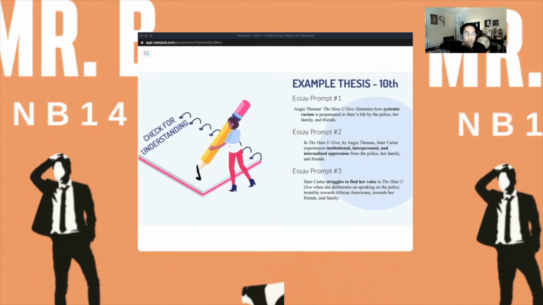All right, so here are some example thesis statements. For prompt number 1, Angie Thomas's "The Hate U Give" illustrates how systemic racism is perpetuated in Starr's life by the police, her family, and friends. Number 2, in "The Hate U Give" by Angie Thomas, Starr Carter experiences institutional, interpersonal, and internalized oppression from the police, her family, and friends. And number 3, Starr Carter struggles to find her voice in "The Hate U Give" when she deliberates on speaking on the police brutality towards African Americans, towards her friends and family.